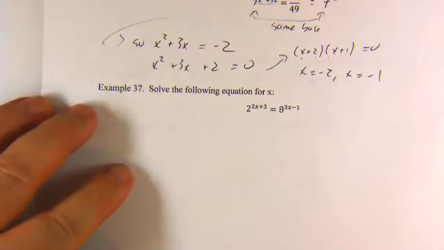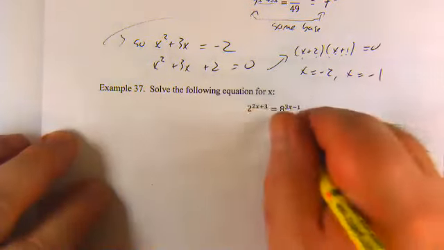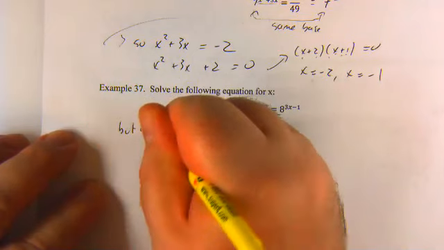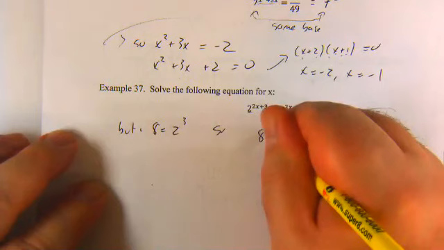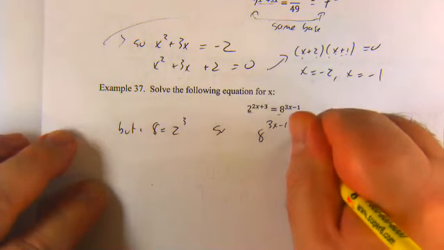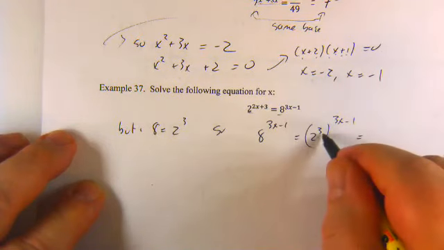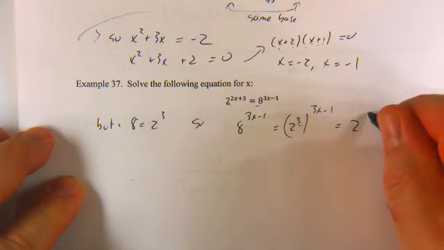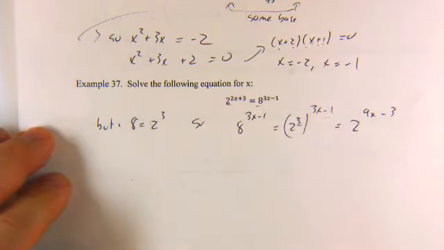This one, you can't write everything in base 2. So it looks like there are different bases because it's an 8, but 8 equals 2 cubed. So 8 to the 3x minus 1 is 2 cubed to the 3x minus 1. But remember, when we're stacking powers like that, you just multiply the powers together. So you get 2 to the 9x minus 3, because you take 3 times 3x and 3 times minus 1.